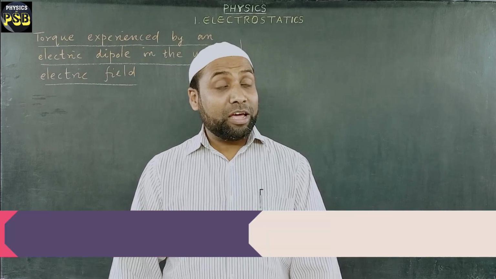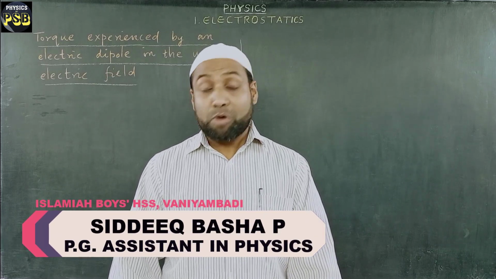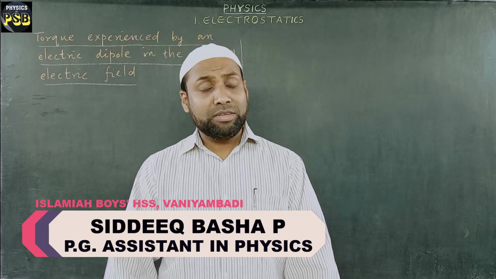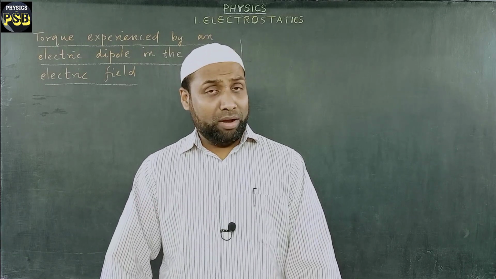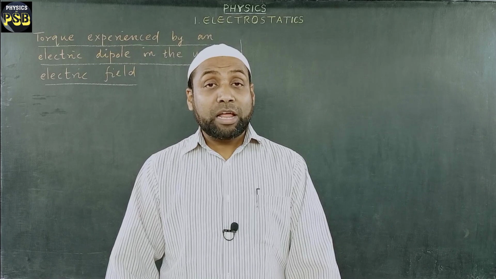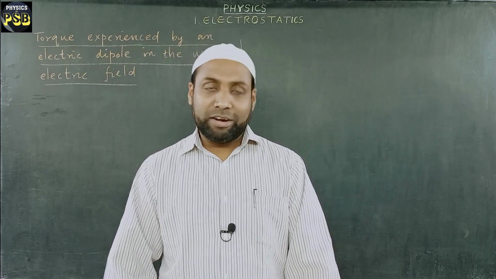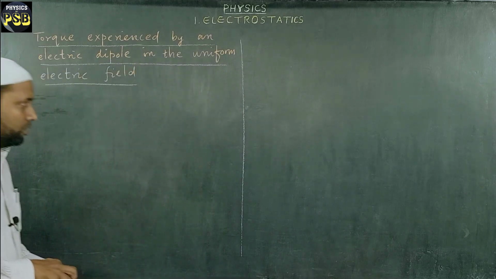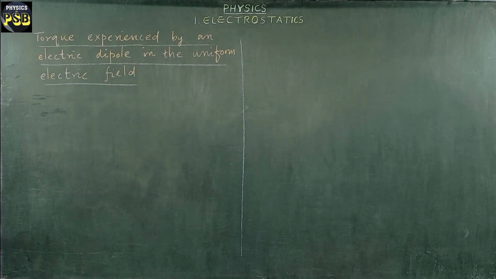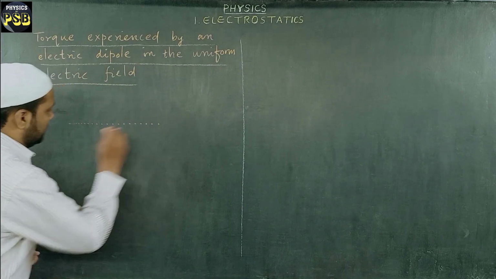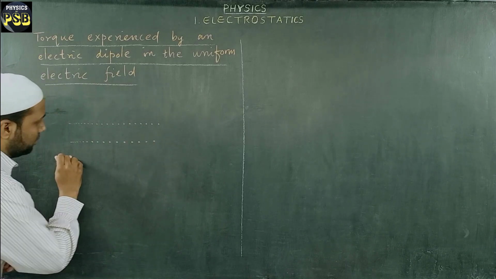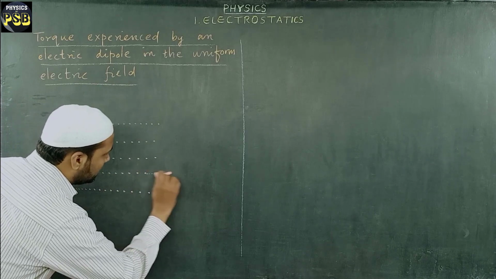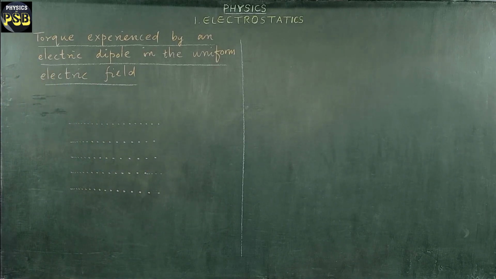We have learned about electric dipole and its properties in the previous video. In this video, we will learn what happens when an electric dipole is placed in a uniform electric field. We know an electric field in which electric field lines are parallel to each other is referred to as a uniform electric field.